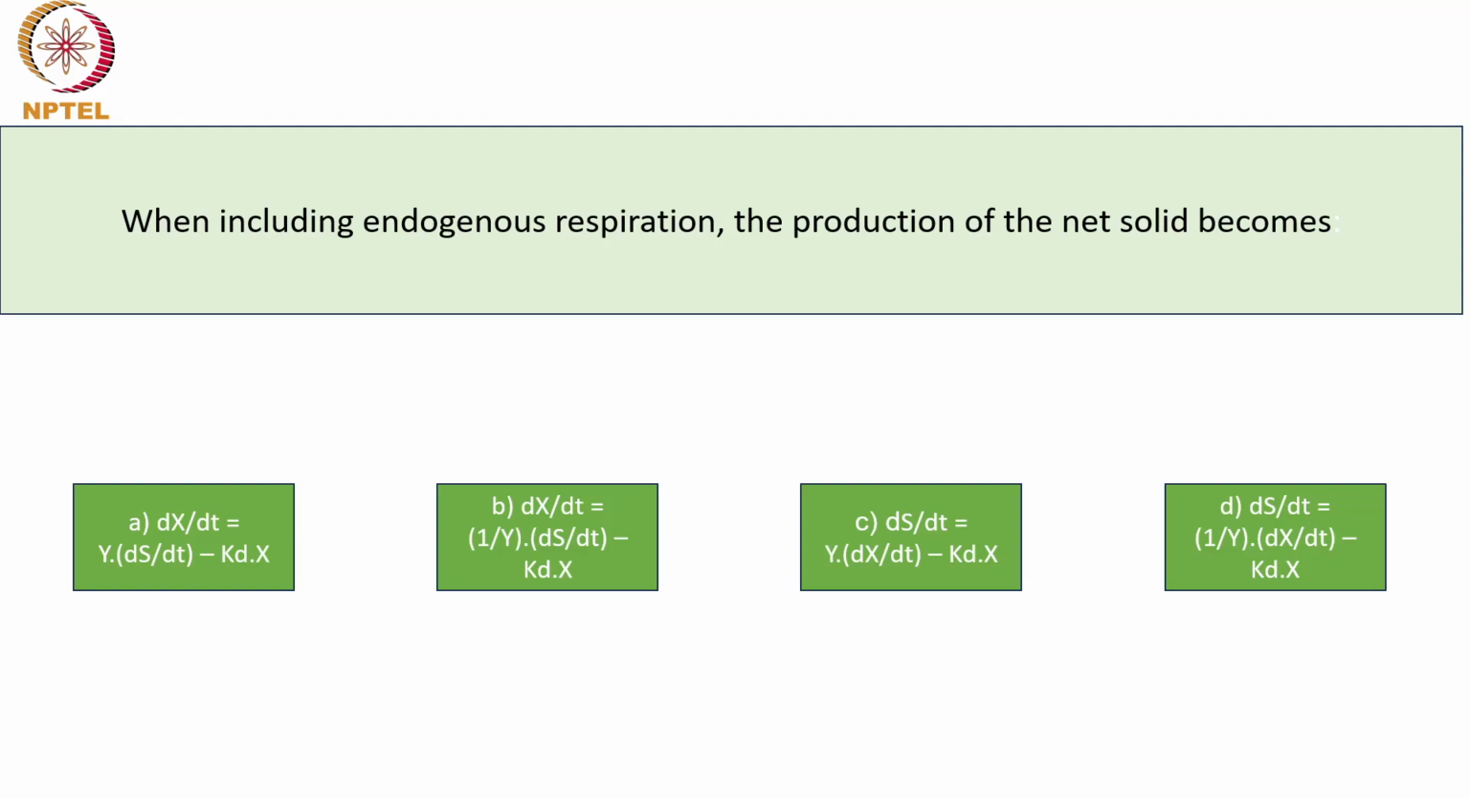Ma'am, it's A. Can you explain why it is A? No, ma'am. I don't know in detail. Okay, no problem. Okay, I'll explain. So dx by dt is equal to Y into ds by dt minus kd into X.